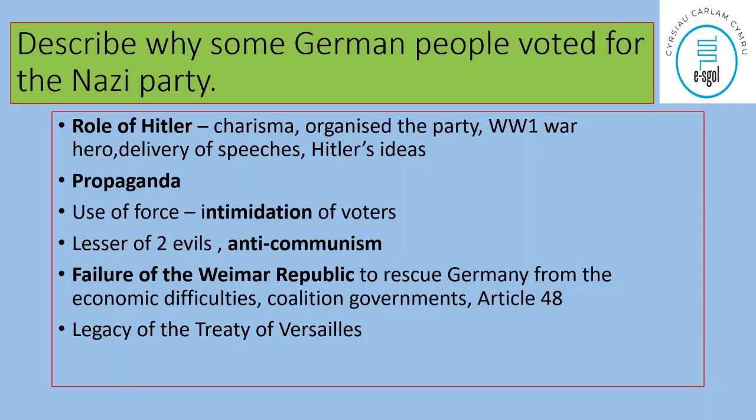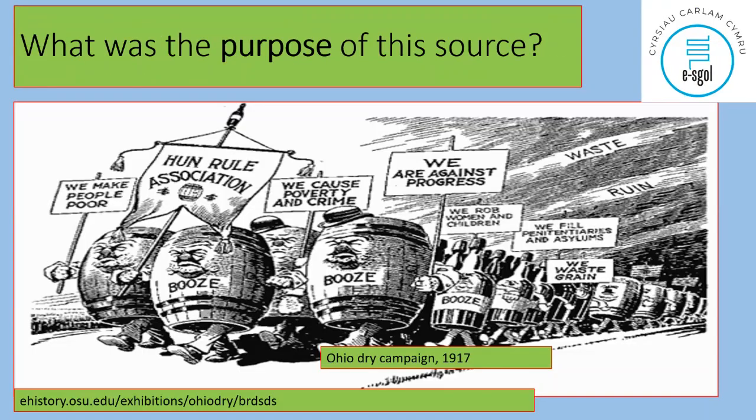I'm now going to move to what we call question 3. Some students would have found questions 1 and 2 slightly easier. So now we're looking at number 3. Why is a source being produced? What is the purpose of this source? An 8-mark question.